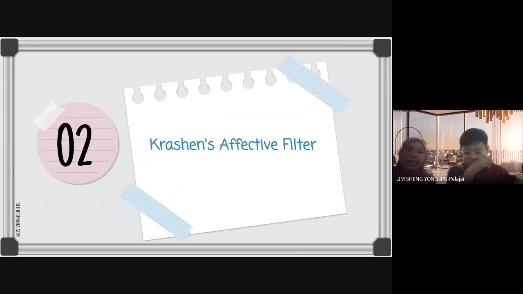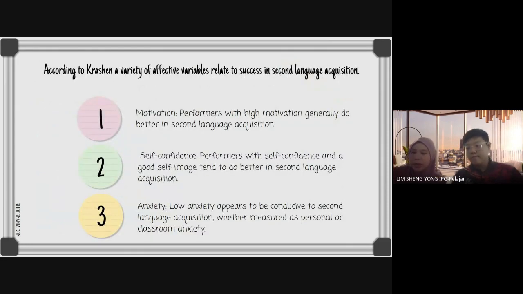The second theory that we have identified that has been used by the teachers in the lesson plan is Krashen's affective filter. According to Krashen, there are a variety of affective variables related to success in second language acquisition. There are three variables. The first one is motivation, where performers with high motivation will generally do better in second language acquisition because they have the motivation to study the second language.